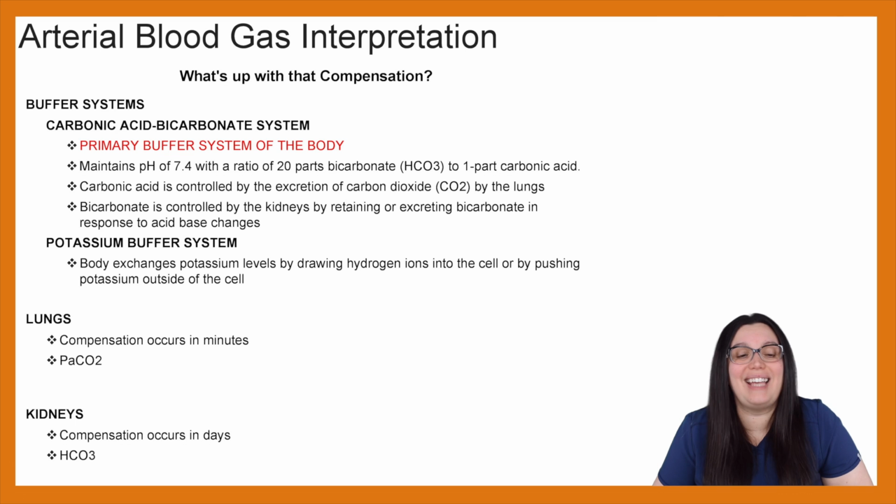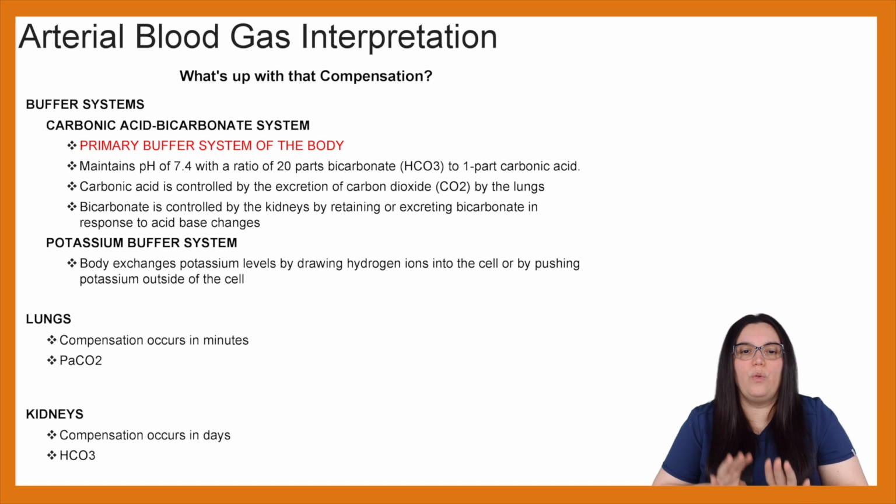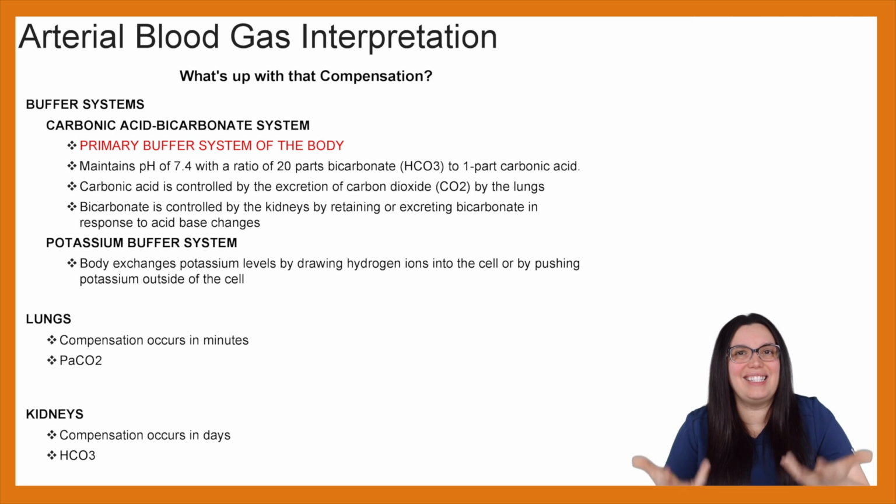We also have our potassium buffer system, which we talked about before. It's huge. The body exchanges potassium with hydrogen ions into the cell, or by pushing, well, let's think about it. So if we have a high acidity, we are going to take in the hydrogen ions to try to buffer that, right?